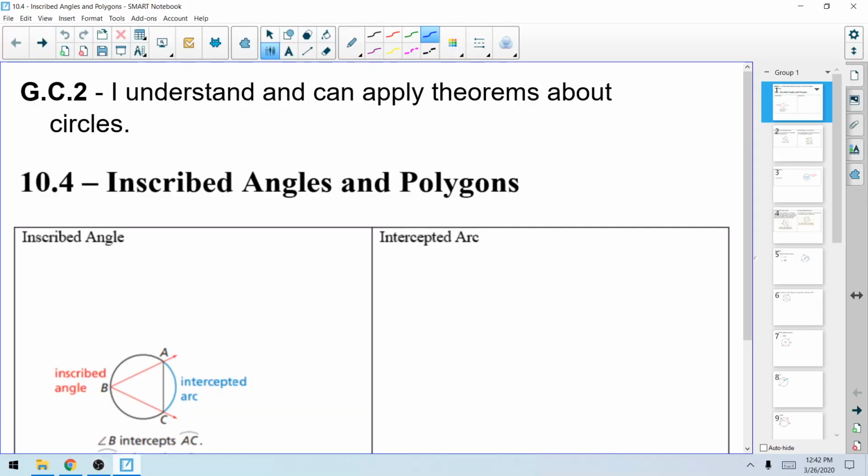Welcome back, everyone. Moving on to 10.4, inscribed angles and polygons. Still the same standard, G.C.2. I understand and can apply theorems about circles.